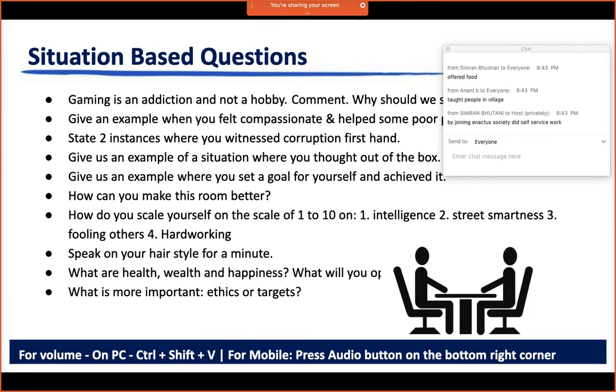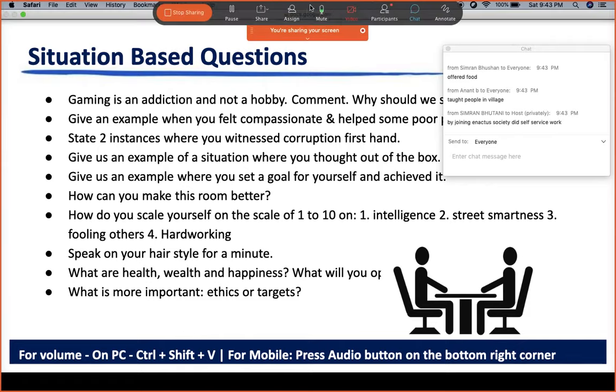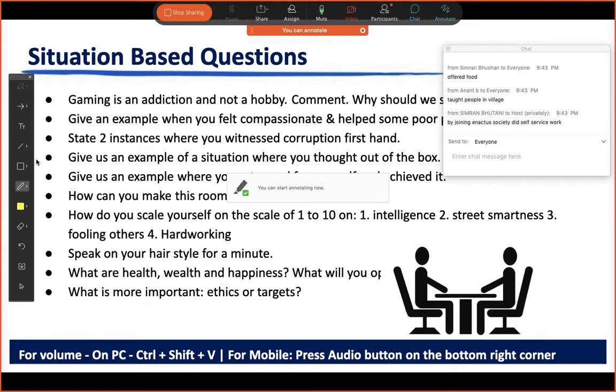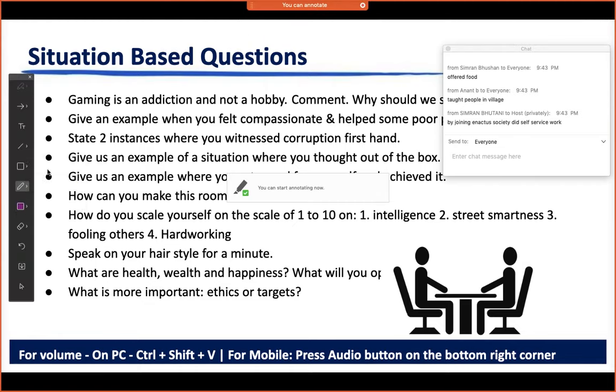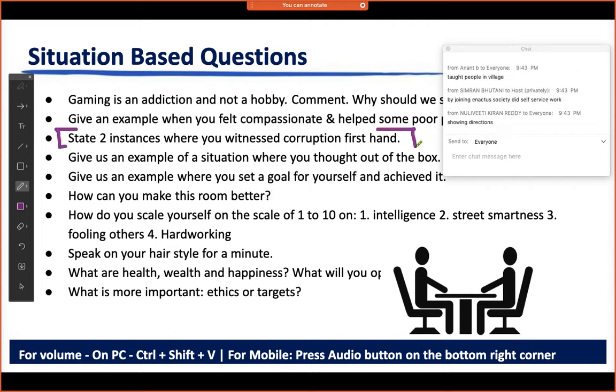Now the third question is a very, very tricky question. This is like a double edged sword. Why? Because here I'm asking you, state instances where you witnessed corruption. Now, when I'm talking about witnessing corruption, I will definitely ask you a follow up question. Were you a part of the corruption? Did you encourage that? If you did, why? And then I will grill you on your moral values and ethics.